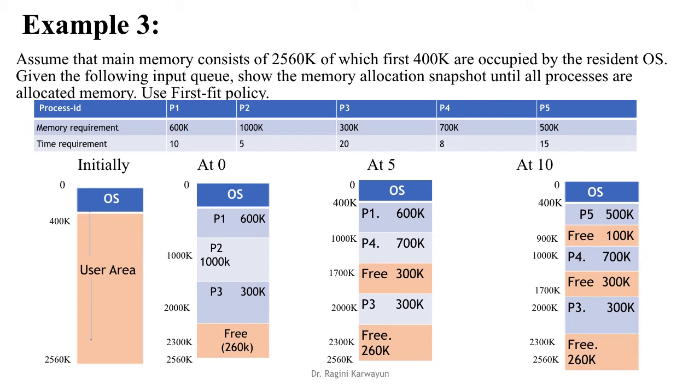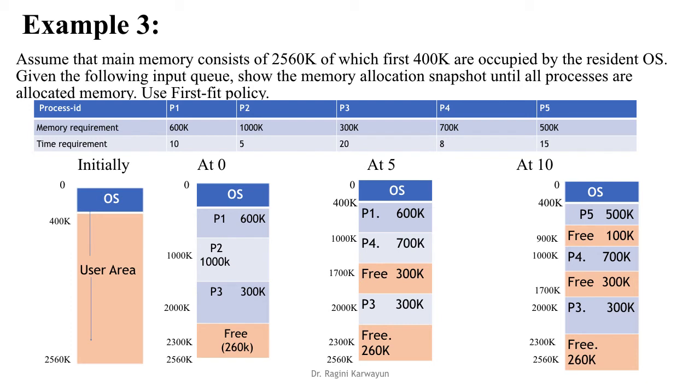Now in this example, this is basically for a variable size partition scheme, MVT. Here we have a contiguous memory of 2560, out of which 400K is occupied by the OS. So the remaining 2160 is available for user processes.